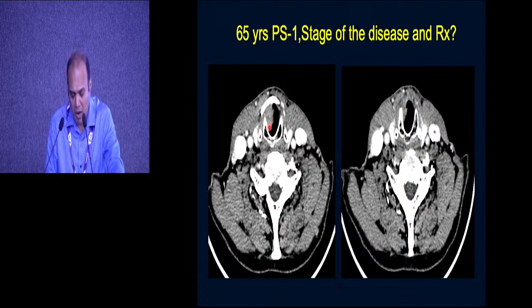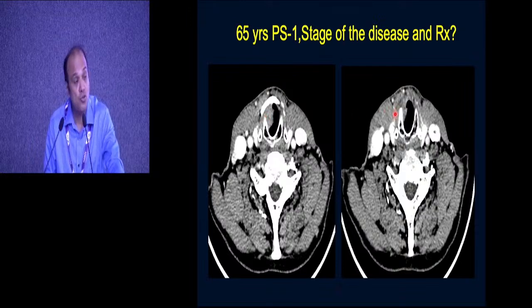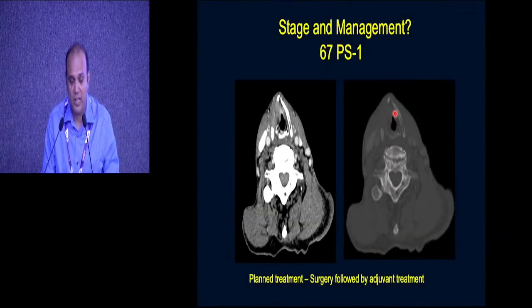And this is a subglottic extension. You can see a lesion with extralaryngeal spread. So again, it is a T4A, but there is no difference in treatment. You can take the patient for a chemoradiation program.